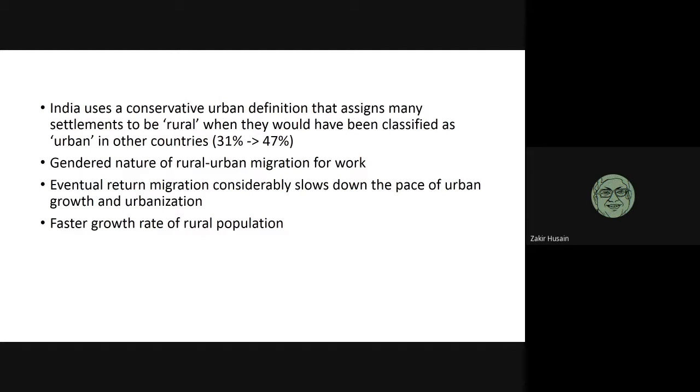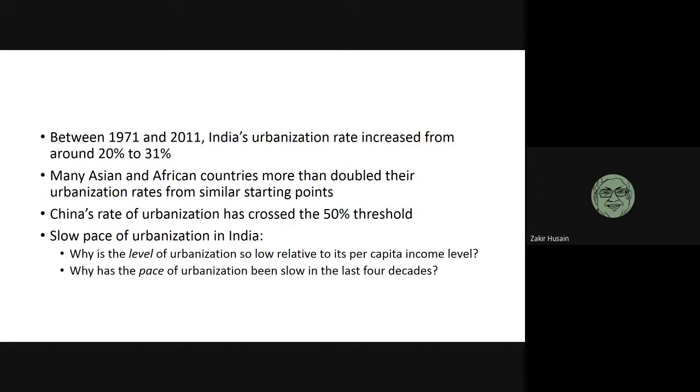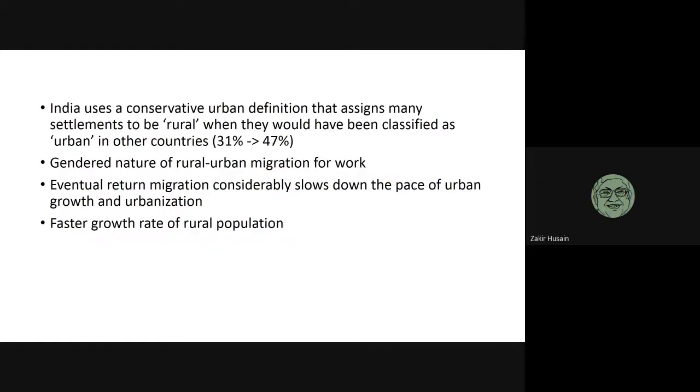Now, why is this? We can identify four reasons for this. First is that India uses a very conservative urban definition. So many settlements are considered to be rural, but if we adopt the definitions in other countries, they would be considered as urban. If we reclassify the rural areas using a more liberal definition, we would find that instead of 31%, India's urbanization level in 2011 would be 47%, which is close to China.